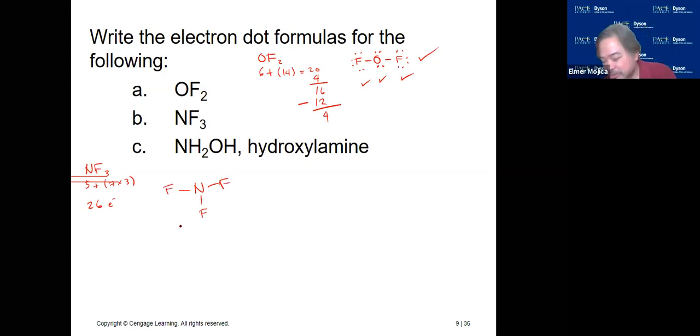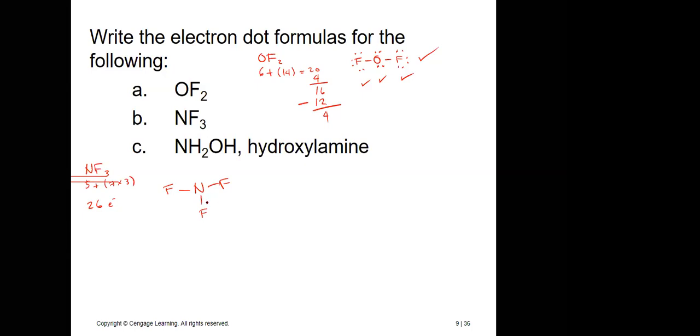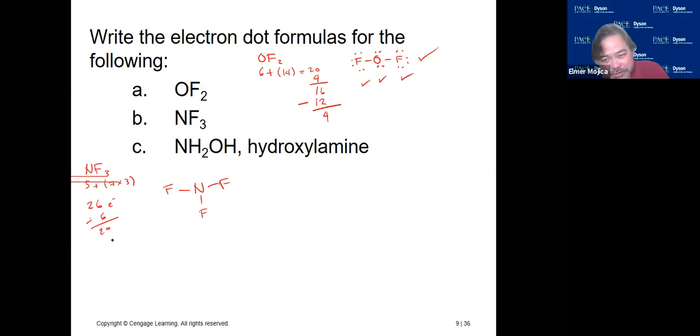So how many electrons were used for the skeleton structure? 6. So I can remove 6 here. So 20. And then what will I do? I'm going to distribute 6 electrons in the 3 fluorine.